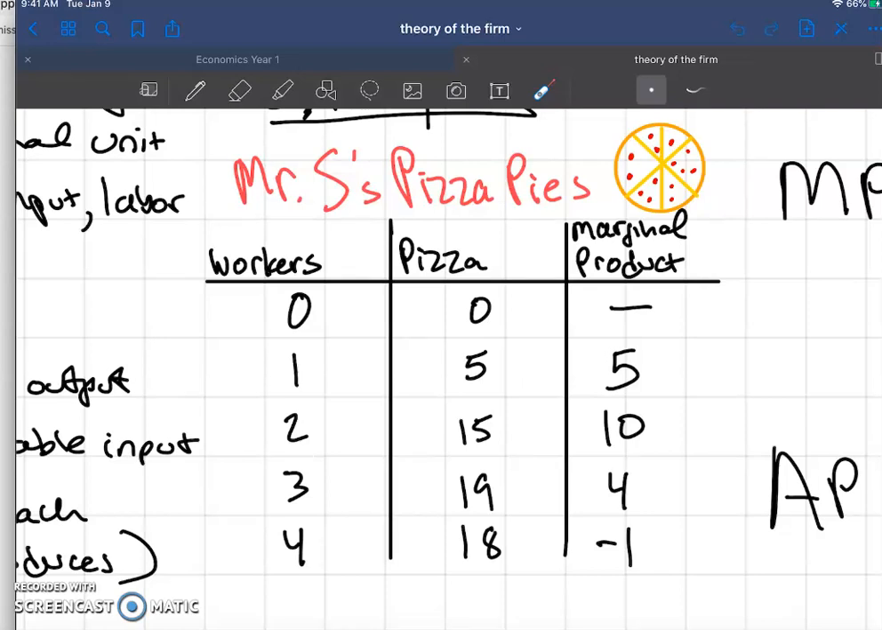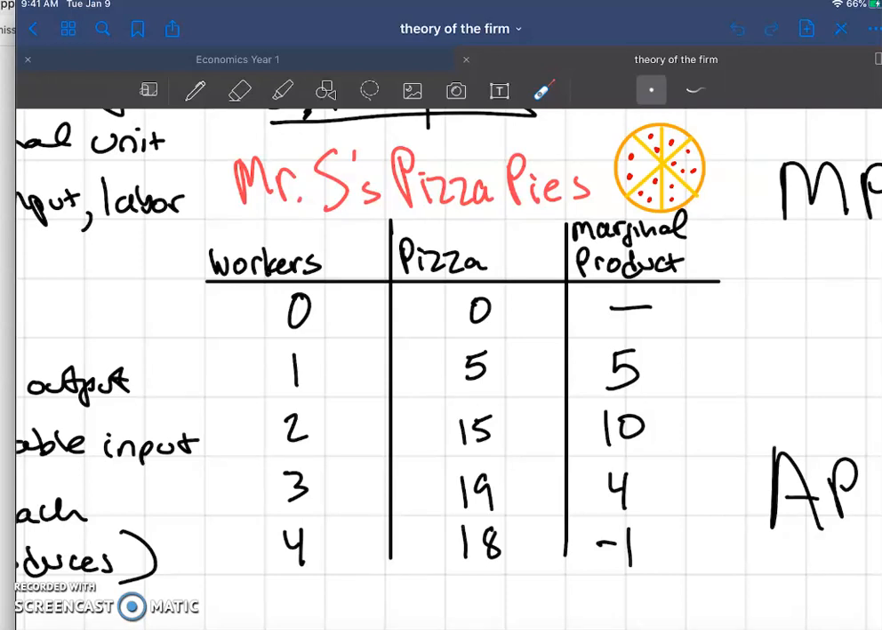For my third worker, I'm still increasing my total product. That's just my pizza column. I go from 15 pizzas to 19 pizzas. But I have a diminishing return from adding additional labor. My third worker only produces an additional 4 pizzas. That's less than my first worker. It's less than my second worker. Now I'm still seeing an increase in total product, but we have that diminishing marginal return.